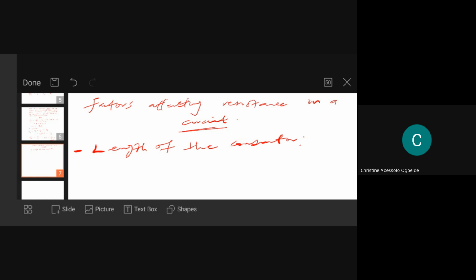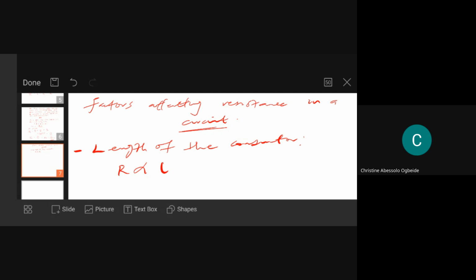It will make the resistance to be increasing. And don't forget, if the resistance is increasing, invariably the current will be reducing. Because from Ohm's law, we saw that I is equals to V all over R. So if R is increasing, I will be reducing. And if the current is reducing, the resistance is increasing. So take note of that. One of the factors that affect the resistance of a wire is the length of the wire. So I'm going to write it like this: increase in length means increase in resistance, meaning that resistance varies directly with length.